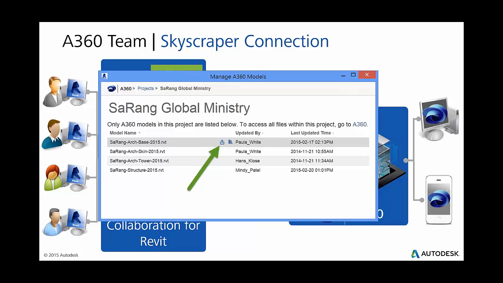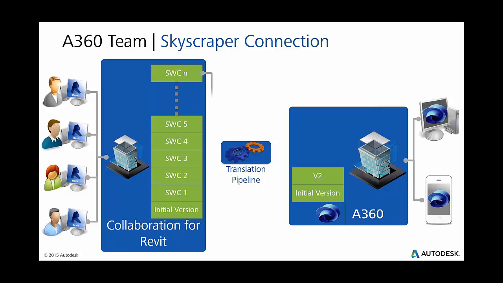Again, if you want to get that latest version, you're going to go ahead and hit the button. That's going to trigger the process. It translates the model in the cloud, does a whole bunch of work, and then you've got a new version in A360. So that's how the service works today.